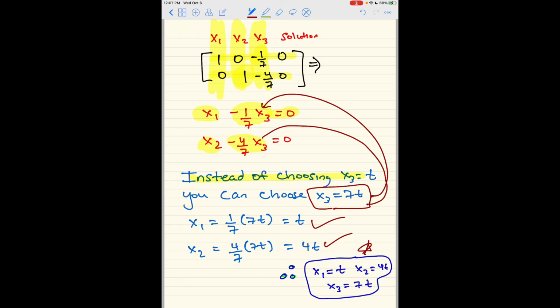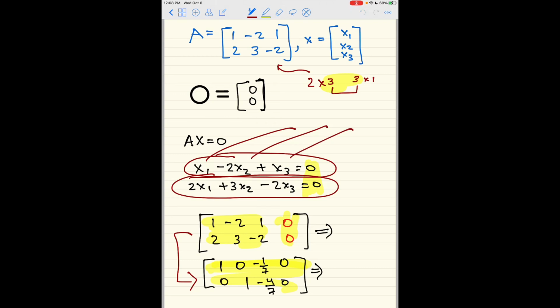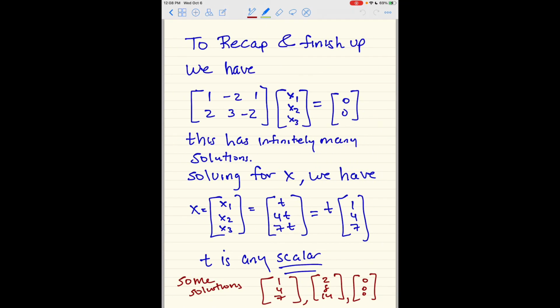The reason why we have this is everyone should remember this from the first chapter. Guys, we have two equations, but we have three variables. So anytime you have more variables than there are equations, then you're going to have infinitely many solutions, okay? So that's why we need to have that parametric representation. This slide here is the most important slide of our video today. I want to recap and finish up what happened.